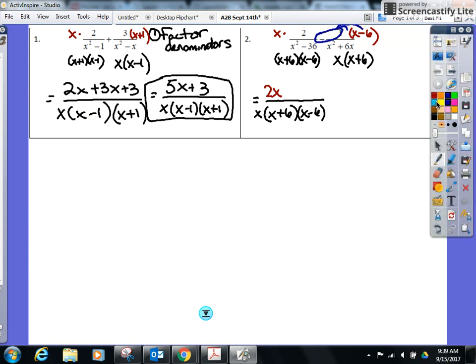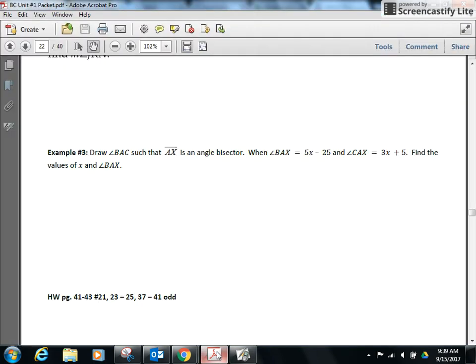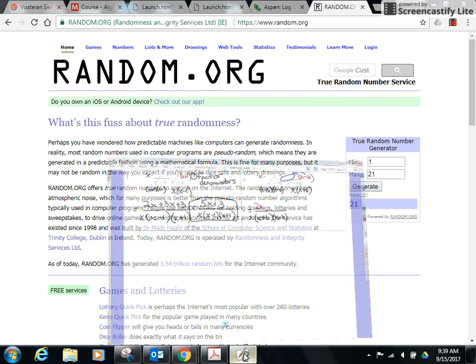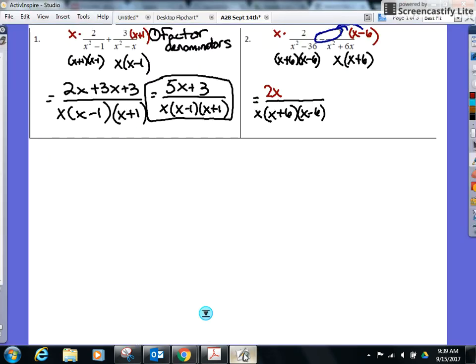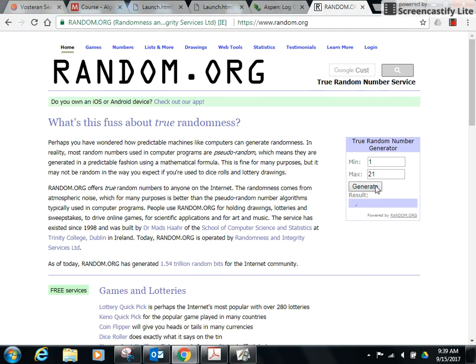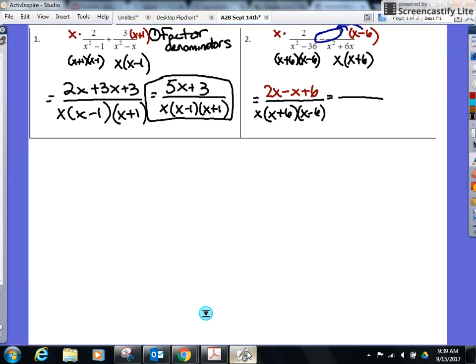So what's it going to look like when I write it in my numerator? There you go, negative x plus 6. Go ahead and simplify for me on the top. What do we end up with?